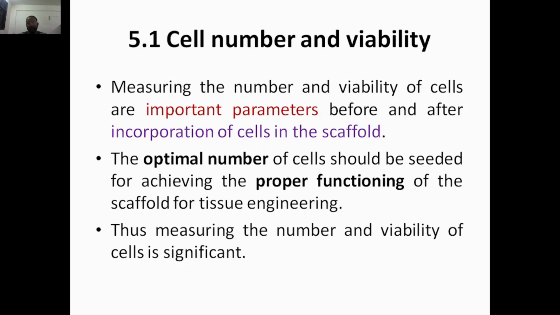What do you mean by optimum? Optimum is where you are getting the best performance, best yield, or best activity. So here, optimum number of cells means, imagine n number of cells is giving you the best function of this particular tissue, then we can call it an optimal number of cells, right? Thus measuring the number and the viability of the cells is very significant.